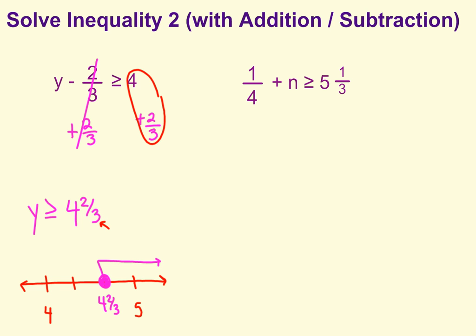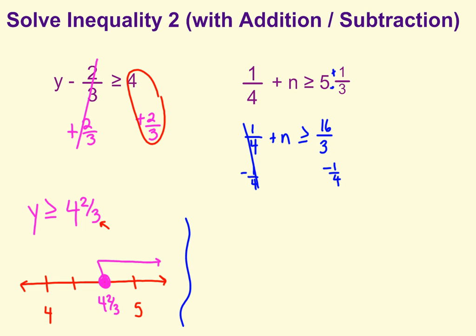Alright, moving on to the next one, you can see we have 1/4 plus n is greater than or equal to 5 and 1/3. Alright, that 5 and 1/3, let's go ahead and turn that into an improper fraction. We're going to do 3 times 5 is 15, plus 1 is 16, so 16/3. Alright, so we have all improper fractions, no mixed numbers. We go back to the variable n, we're adding a 1/4, so let's solve by subtracting a 1/4. Your 1/4s are gone.